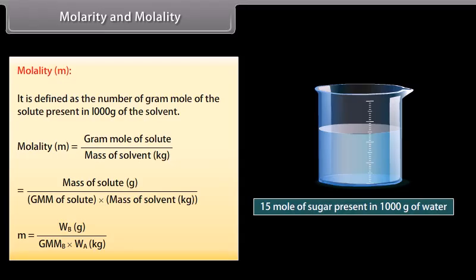A solution containing 1 mole of solute per 1000 gram of solvent has molality equal to 1 and is called a molal solution. Mole fraction.